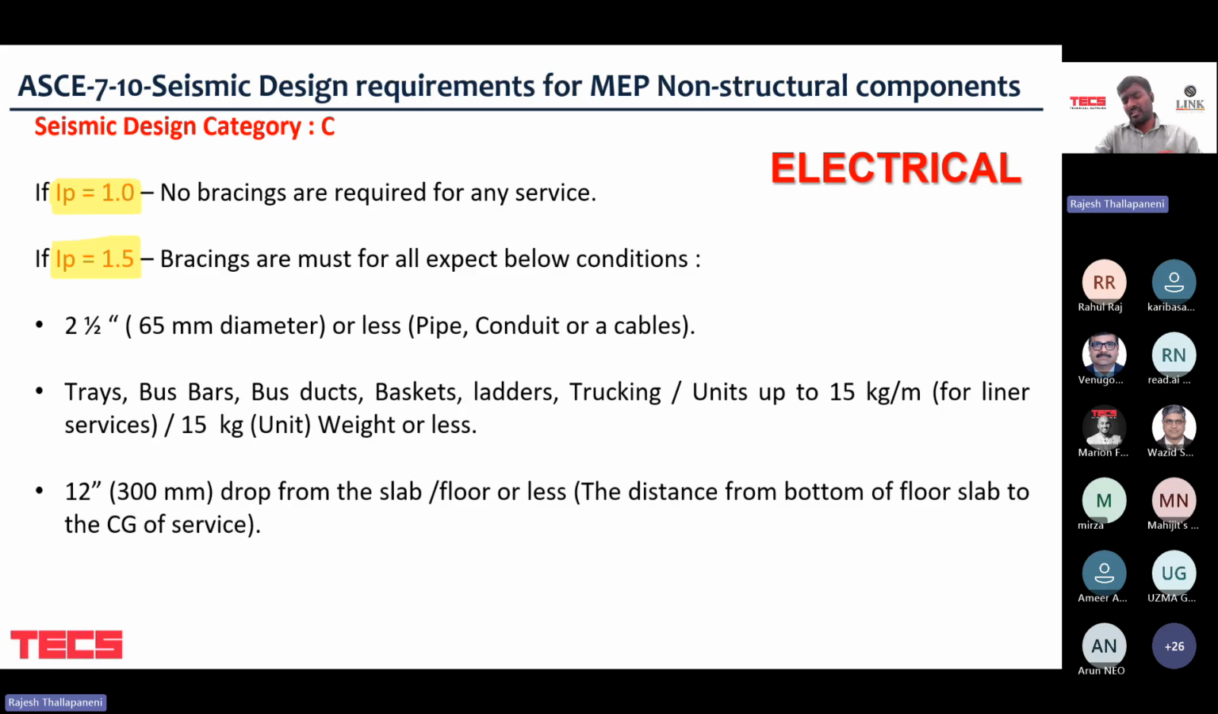And also the 12-inch thumb rule, as we call it, or approximately 300 millimeter. Where any of the service is being dropped from the slab or soffit level, the distance from the bottom of the floor slab till the centroid of the service is very important. We need to consider the centroid of the service. If it falls less than 300 millimeter, we can avoid seismic brace.